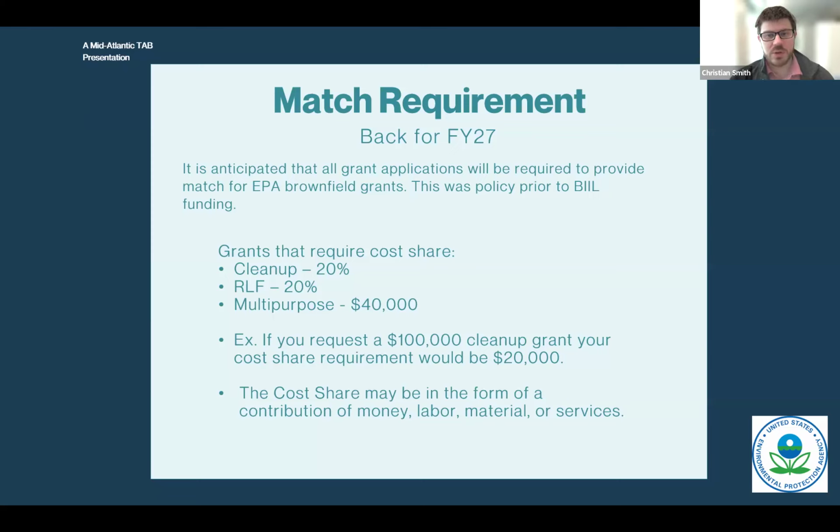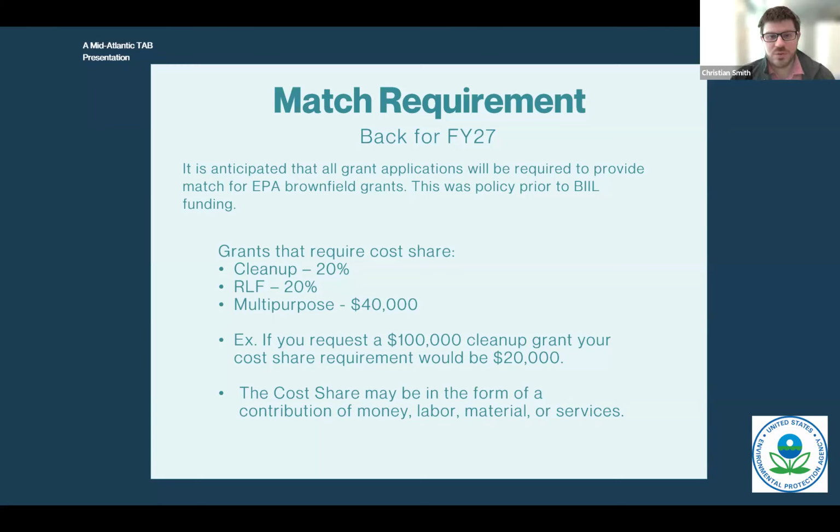Multi-purpose grants are a little bit different because they also do assessment work under that grant. The entire grant isn't devoted to just the cleanup, and that's why multi-purpose get a flat $40,000 cost share. So there is some benefits to that. And then one other important thing that we always like to highlight is the cost share match doesn't have to be a monetary match. You can donate in-kind staff hours to make up that $20,000 or whatever it is.